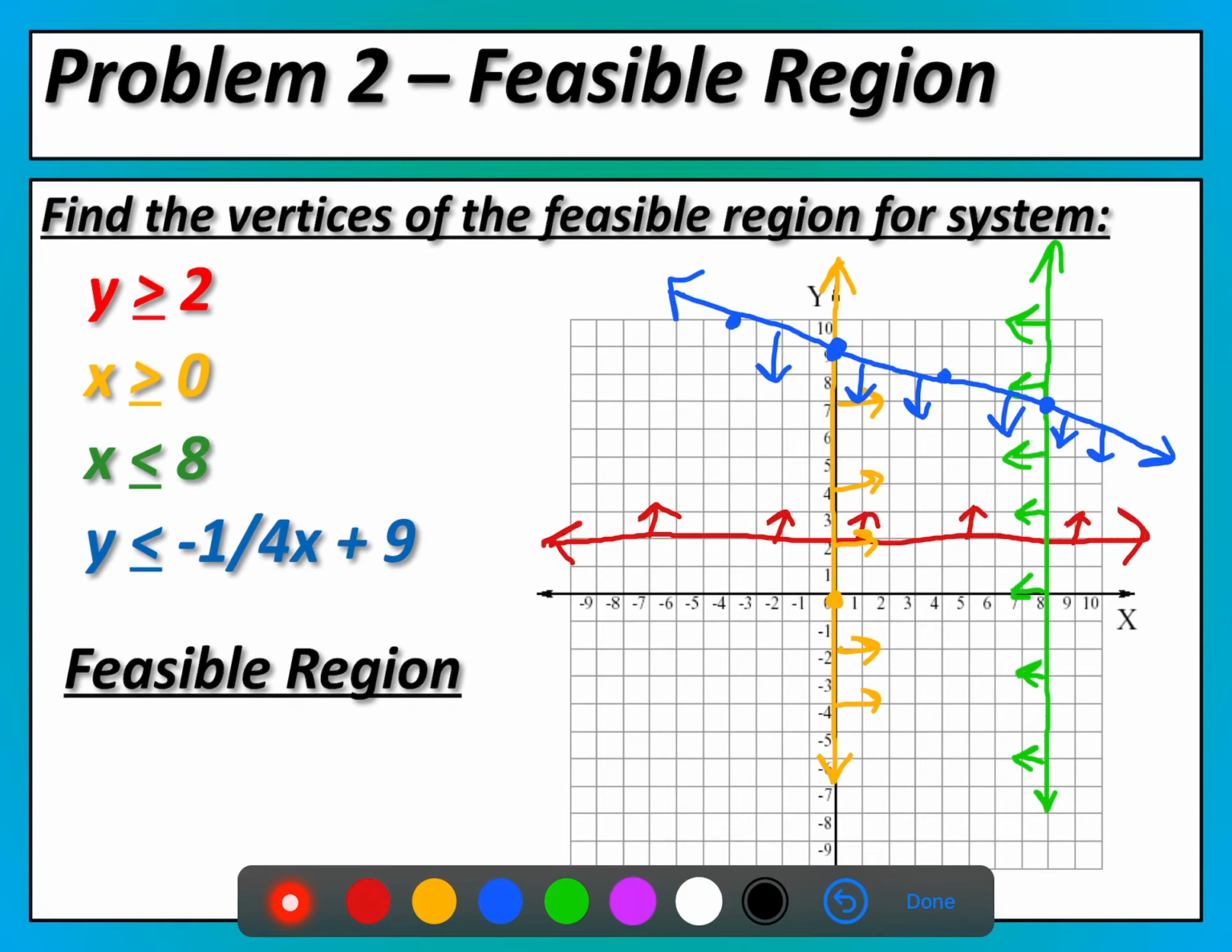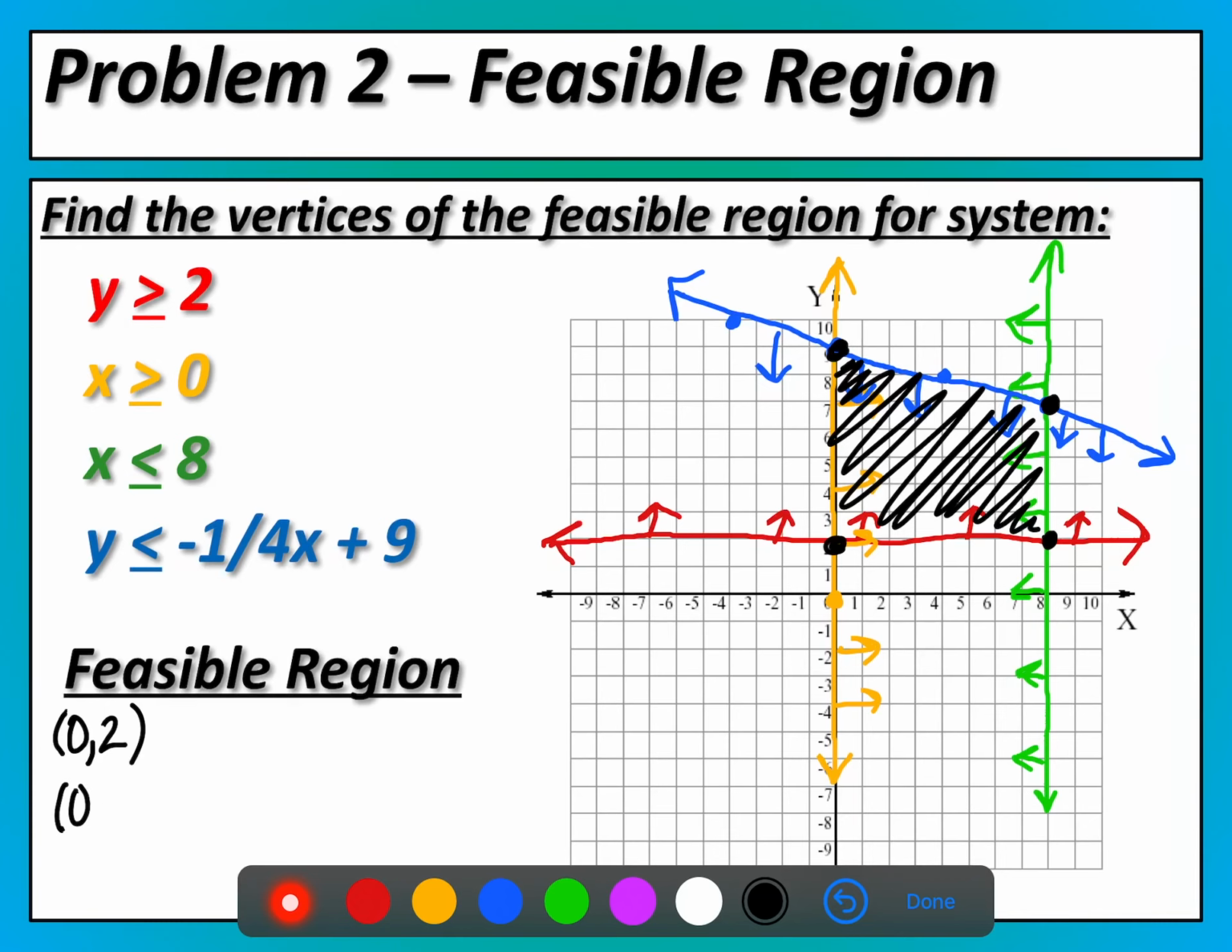Okay, so where do all of my arrows point towards each other? I hope you can see it's this 4-sided figure there in the middle. Okay, and I'm going to darken my vertices. So my vertices are (0, 2), (0, 9), (8, 2), and (8, 7). Okay, the order in which you list them does not matter.